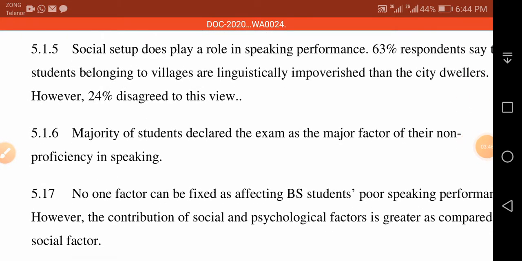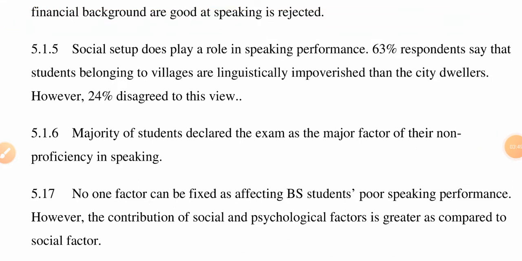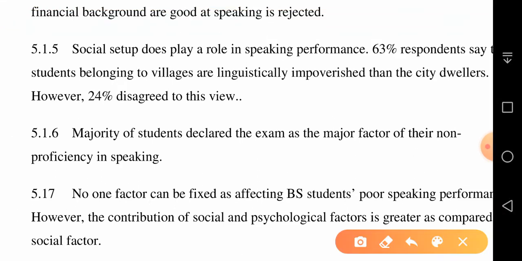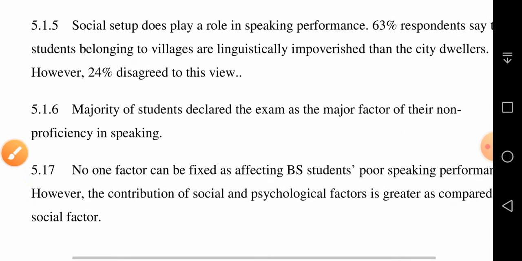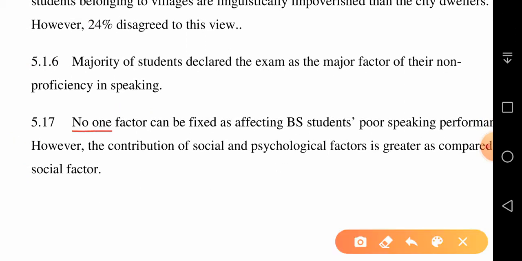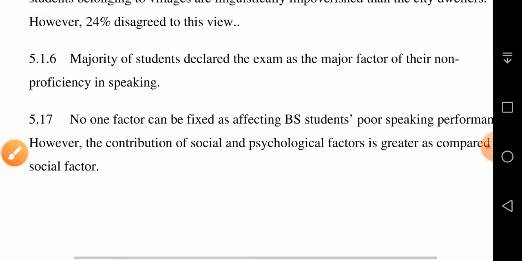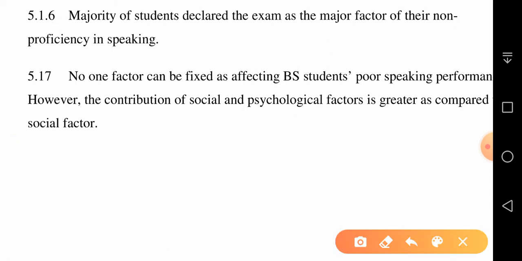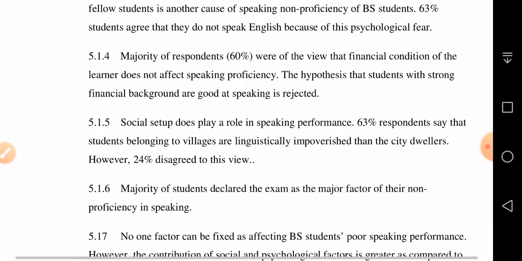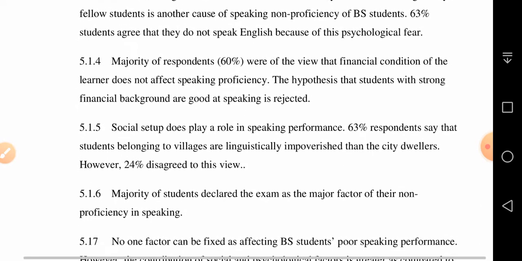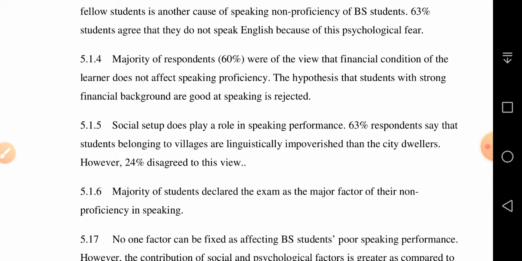Another finding is that the majority of students declared the exam a major factor of their non-proficiency in speaking. One more finding was that no one factor can be fixed as affecting BS students' poor speaking performance. However, the contribution of social and psychological factors is greater as compared to other factors. So this is how you can give your findings, and you can even mention that this finding is evidenced, or strengthened, by a previous research, etc.